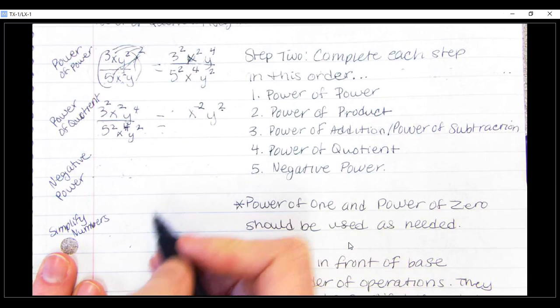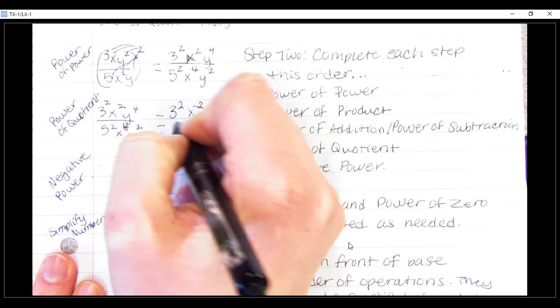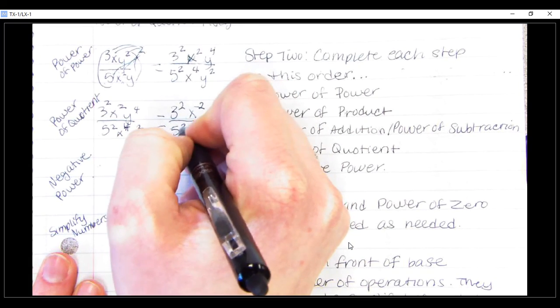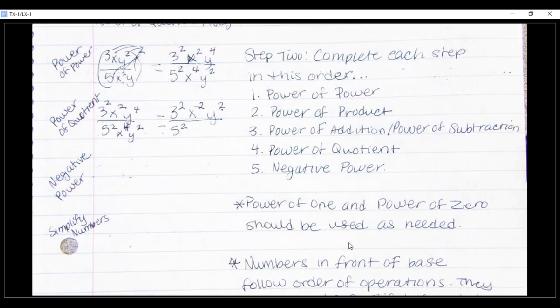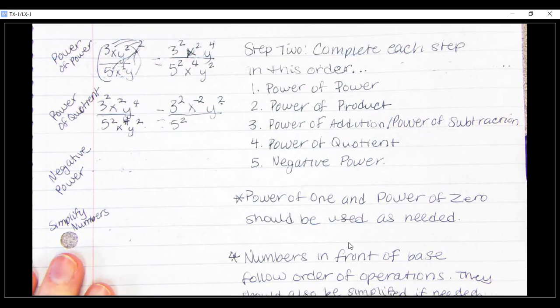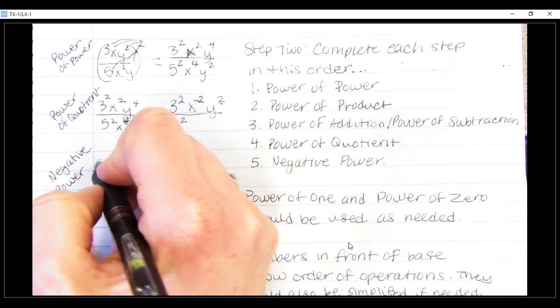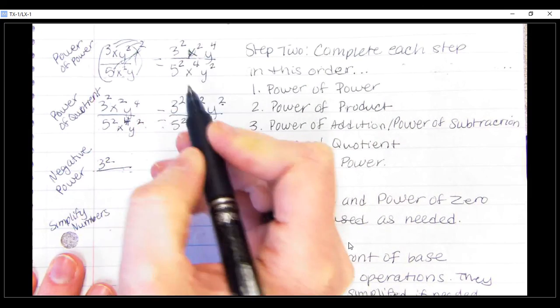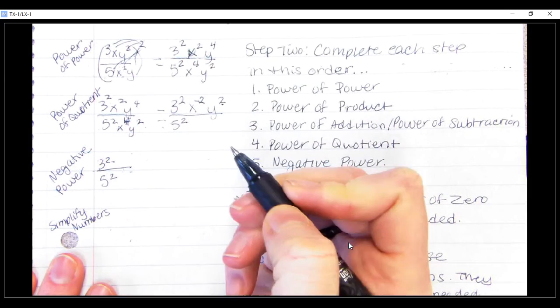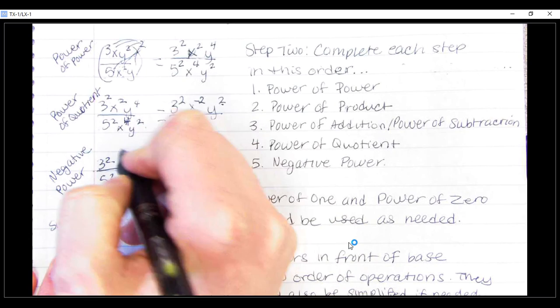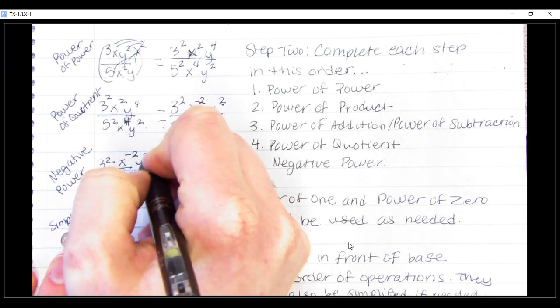For right now, I'm just going to leave the numbers as they are. If you wanted to solve them right away, you can. Some equations have you do that. It just all depends on what the equation is. And we'll see some more examples when I'm done with this one. So my next step is negative power. Right now, I have 3 to the second power, 5 to the second power, and then on top, I have x to the negative second and y to the second.